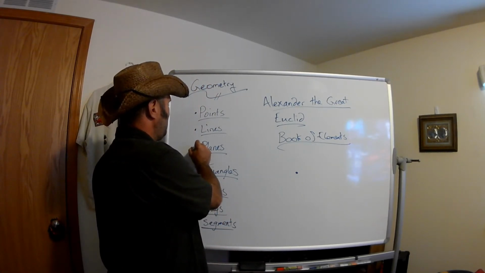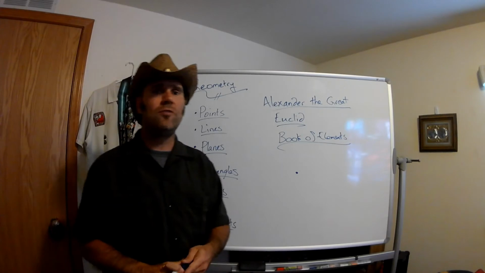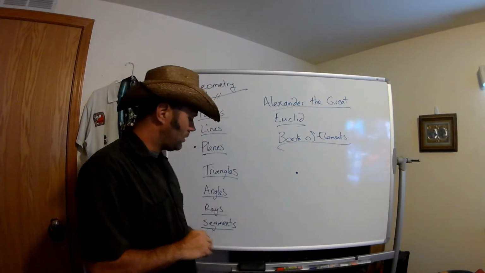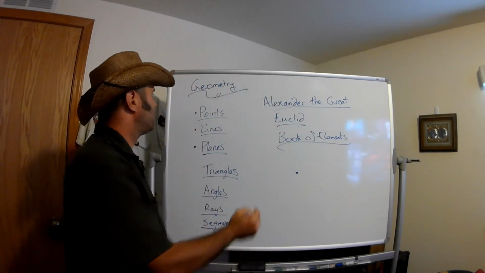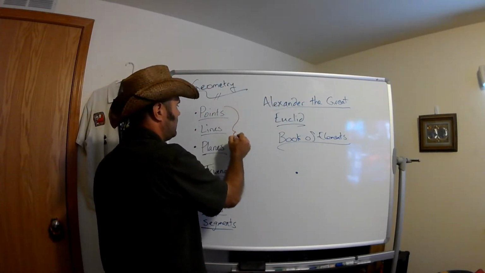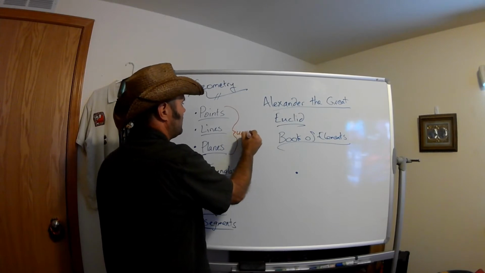So these are the three undefined terms in geometry. So it is important, and you want to note that. You definitely want to note that points, lines, and planes are undefined.